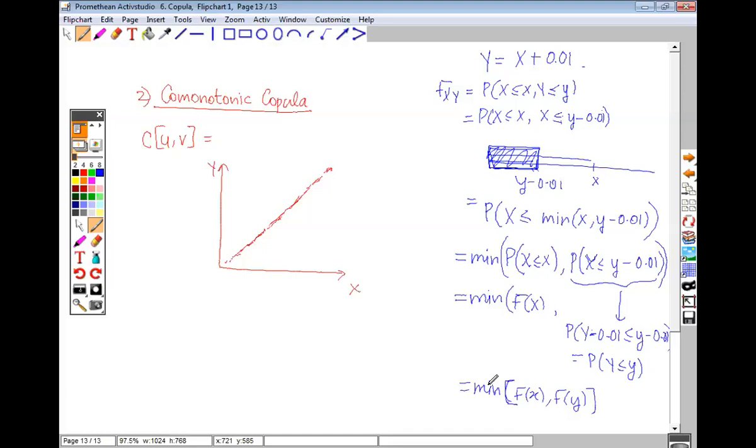And again, if we recall, we denoted this f of x as u, and we denoted this f of y as v. So what you have here is indeed a minimum of u, comma, v. So that is how you define your comonotonic copula. Does this make some sense? So again, I can just write it here that this is u and this is v.